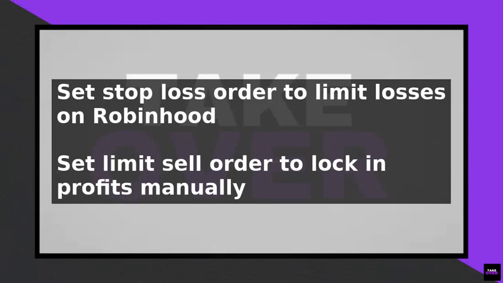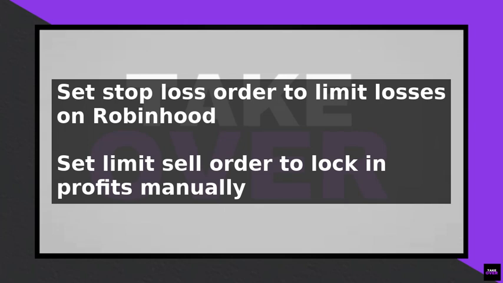To set stop losses and take profits on Robinhood, you'll need to manually configure two separate orders. As the platform doesn't currently offer traditional take profit or combined stop loss and take profit orders, you can, however, set a stop loss order to limit losses and a limit sell order to lock in profits.